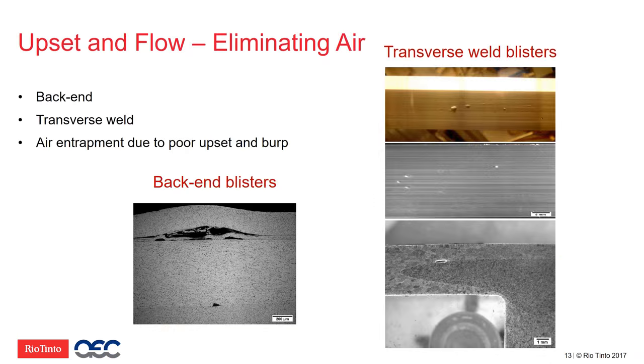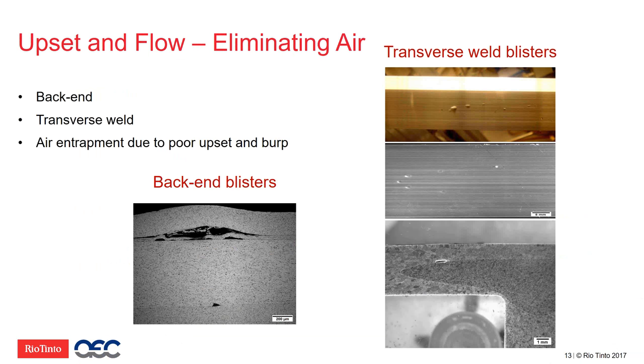So when we look at eliminating air, the air really can come from different areas. It can come from the back end of the push, the transverse weld, and all the air entrapment that is generated due to a poor upset or burp cycle on the press. So if it's not removed, you can see those pictures. Most of you know obviously what I'm talking about here, but you have some back end blisters.